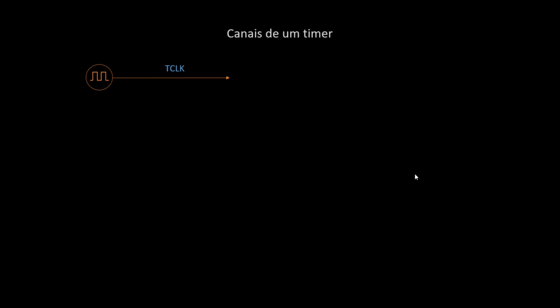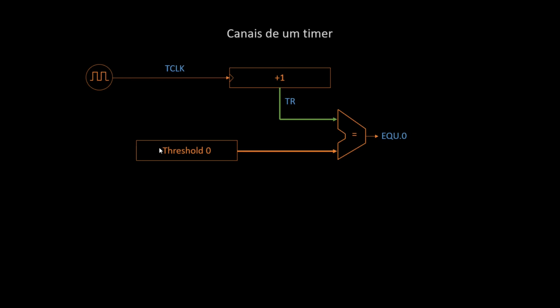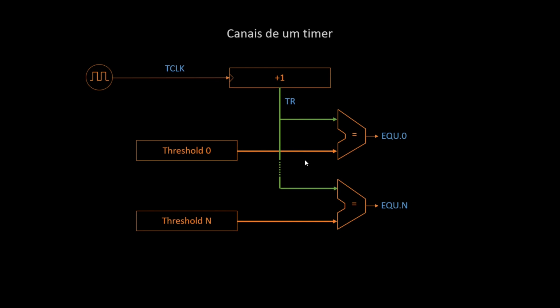So a timer has different channels. What are the timer channels? We have seen that a counter receives a time reference, which we call here a timer clock, and this counter will output a signal that we have called a timer register, which is the counting value of the timer. This value will be compared to a given threshold, but we can have more than one threshold for a certain counter. So a timer can have multiple comparators, and each comparator will define a timer channel.